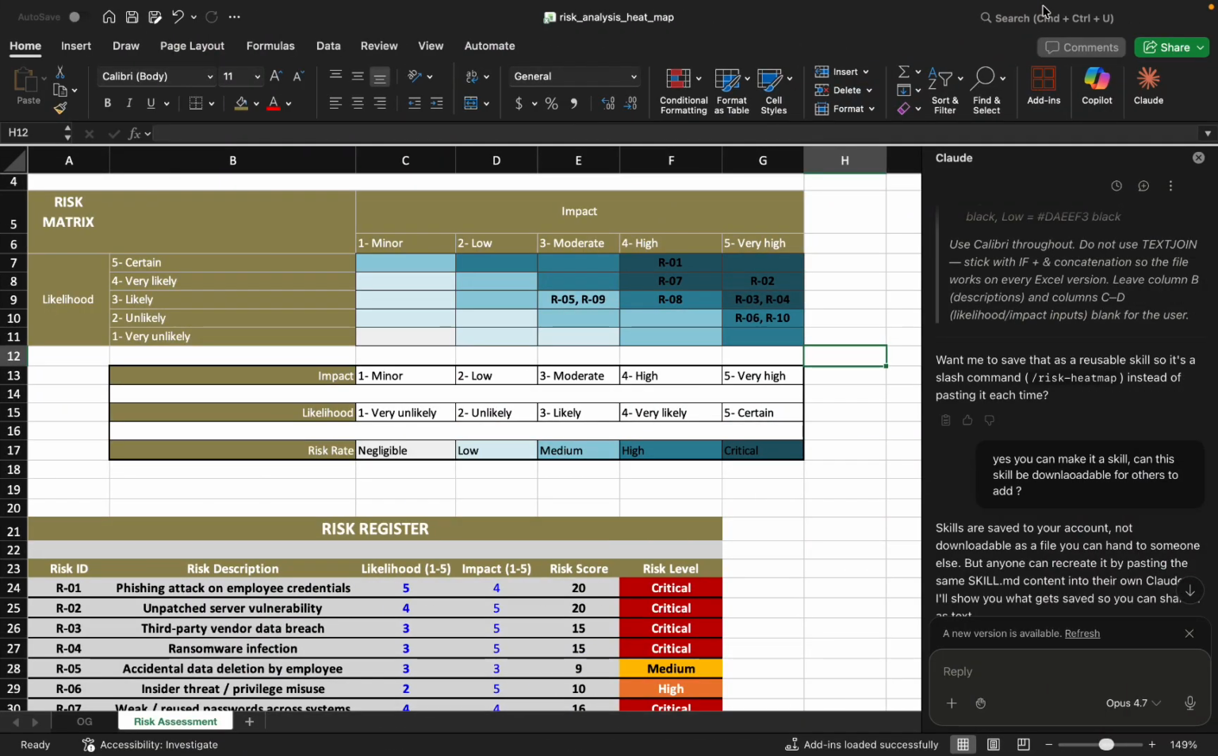Okay, so this is going to be our first look into the risk matrix. And you can see I already have Claude added on as an add-in. And you could do that pretty simple. Just click add in, search Claude, install it, log in.